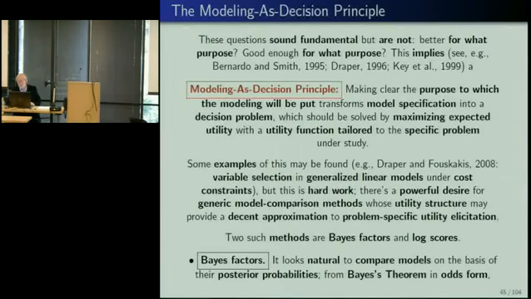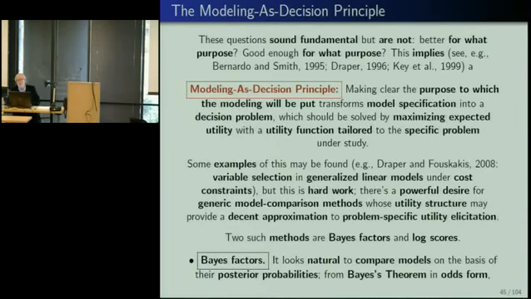So I think you'd probably agree with me in the second part of that sentence in that paragraph, there is a powerful desire for generic model comparison methods whose utility structure may provide a decent approximation to what the problem-specific utility elicitation would have been if you'd gone through the trouble of doing it. In other words, wouldn't we like to have general tools for answering these questions, even though I just got done convincing you, I hope, that these questions really are quite specific to the problem you're working on?